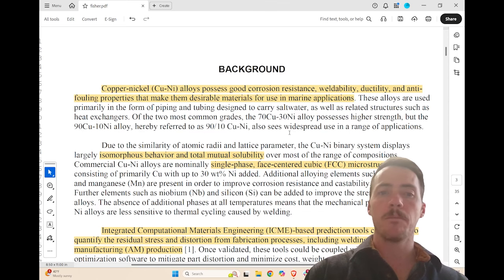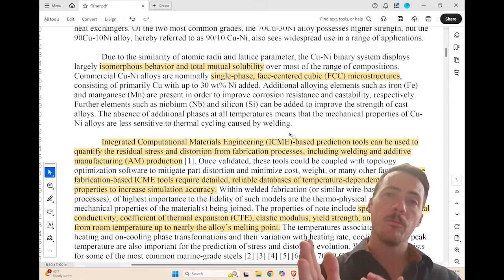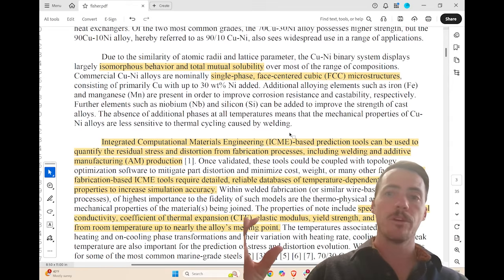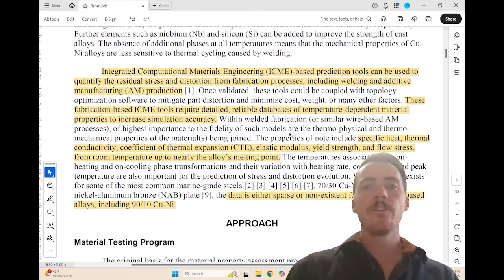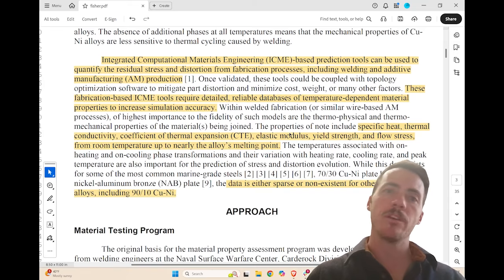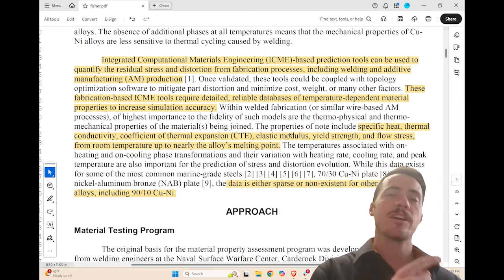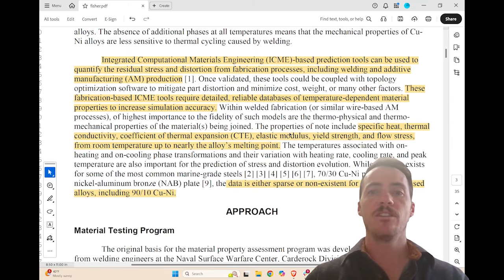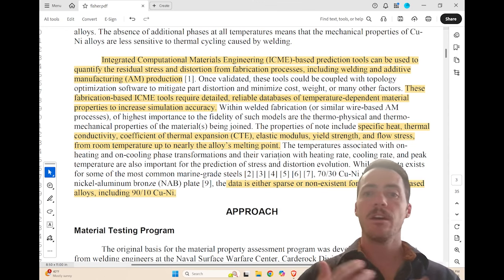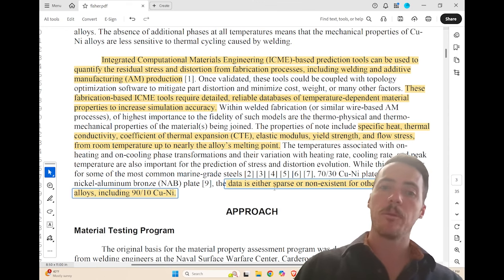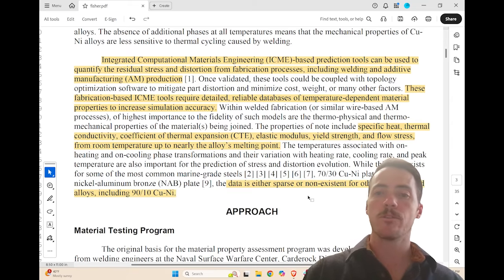It's an important material. It is a copper nickel alloy, which are isomorphous, so you get this nice single phase region between them. And if you're going to do something using the integrated computational materials engineering approach, which we love in our journal, then you have to have models that are calibrated against real data. And you don't always have that real data. Specifically, they point out that the stuff that you care about here, temperature dependent materials properties, which are both thermal properties, mechanical properties, things like that, are not typically available. They're either sparse or non-existent for copper-based alloys, including this 9010 copper nickel alloy.